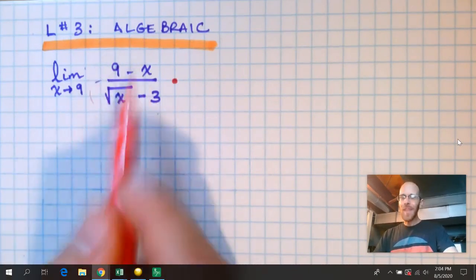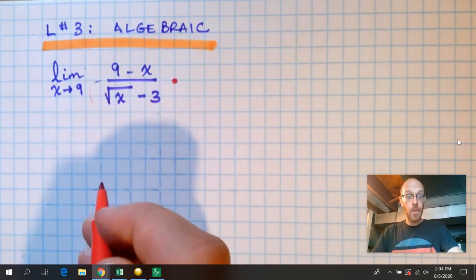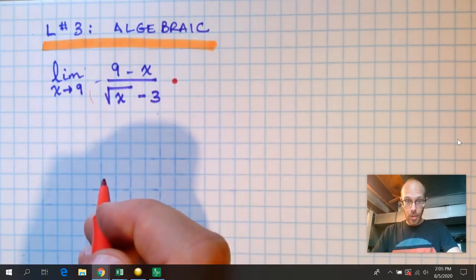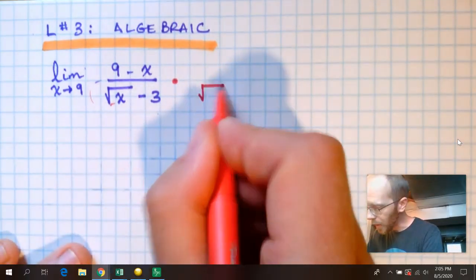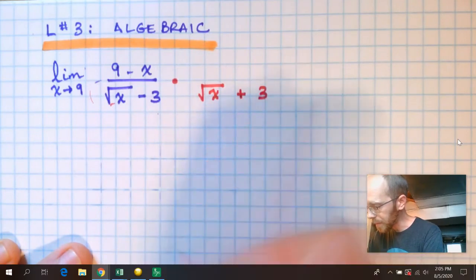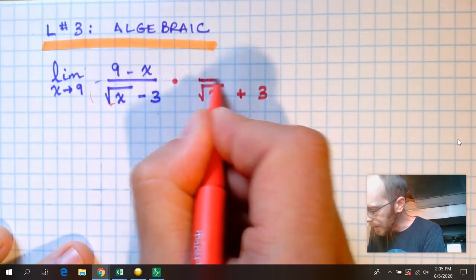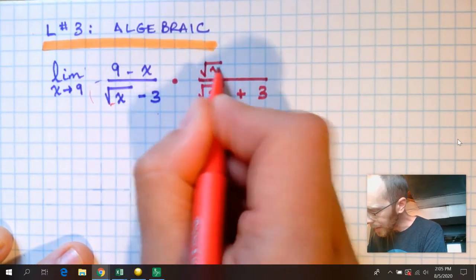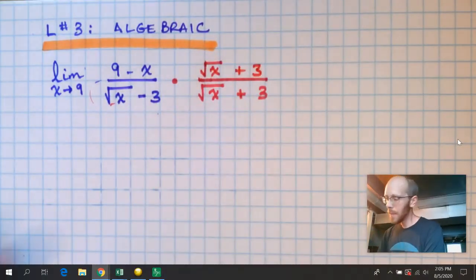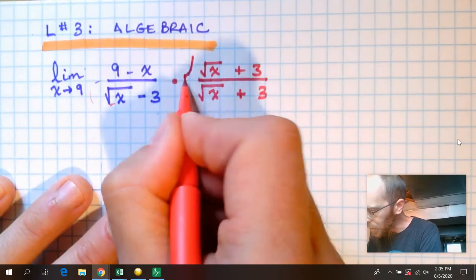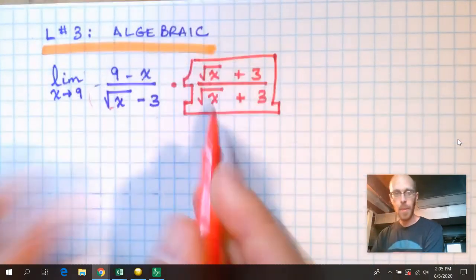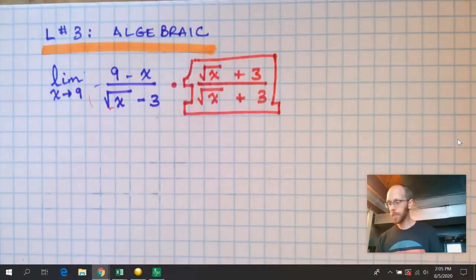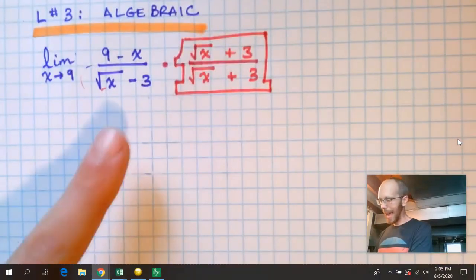When you have a square root in the denominator, you can't factor this one like you could the examples that we did last class. And so instead, what you're going to do is multiply by something called the conjugate. The conjugate of the square root of x minus 3 would be the square root of x plus 3. And of course, if you do that to the bottom, you have to do that to the top. Why? Because really, the only thing you're allowed to do to a function that won't change its value is multiply it by the number 1. So this over this is 1.